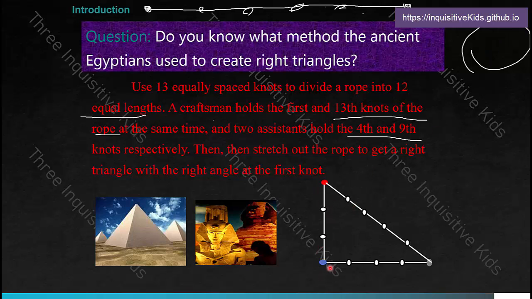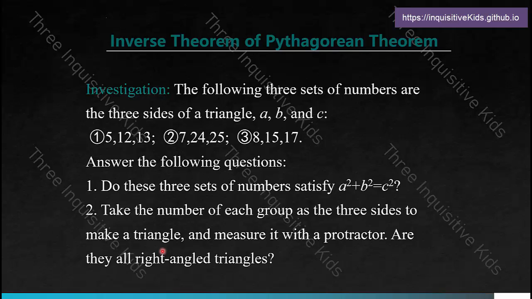So this would be the first knot, and notice the first and the 13th knots overlap each other because they are tied together. Then one assistant holds the fourth knot while another holds the ninth knot. They stretch it out. It's a right triangle. So from that, we can learn about the inverse theorem of the Pythagorean theorem.